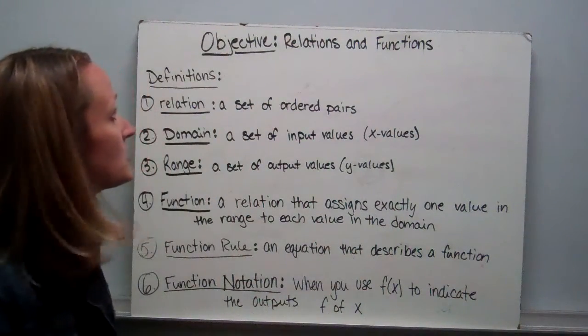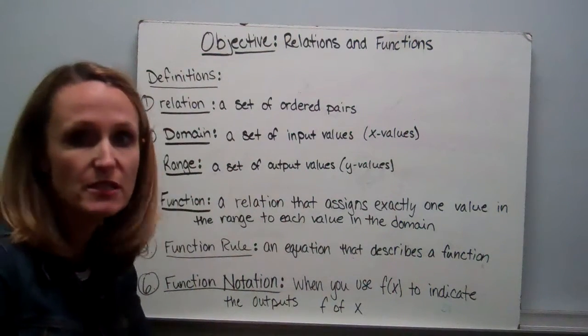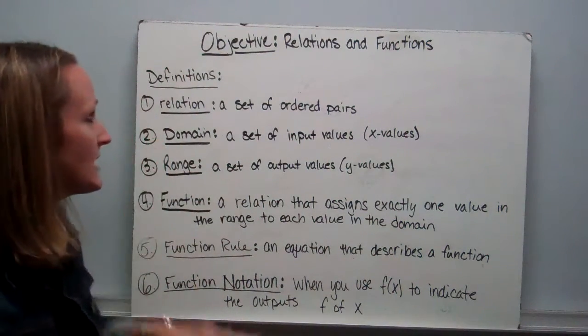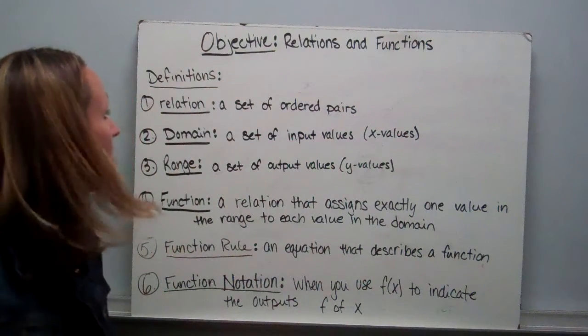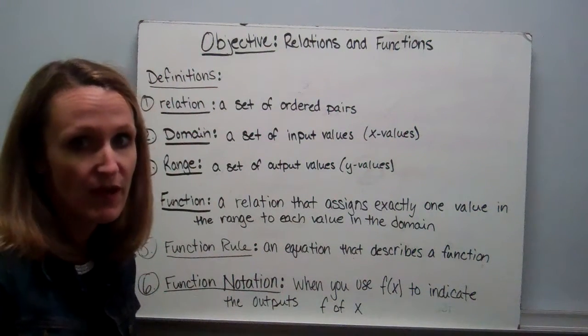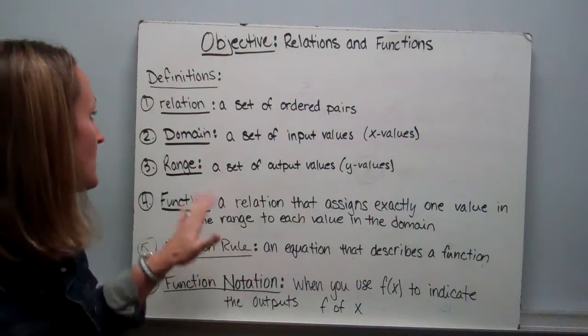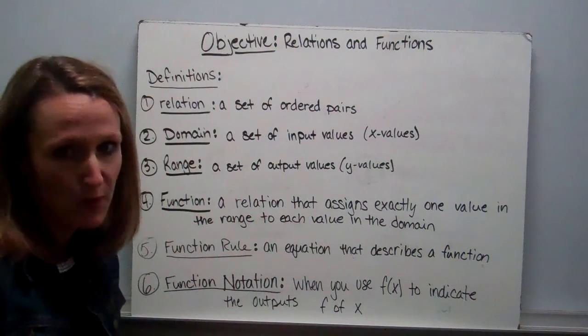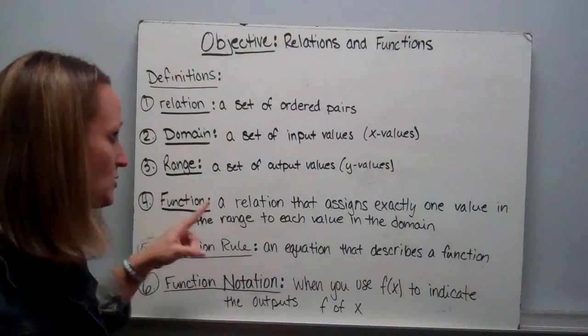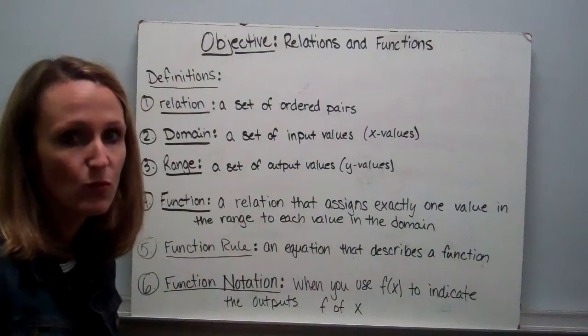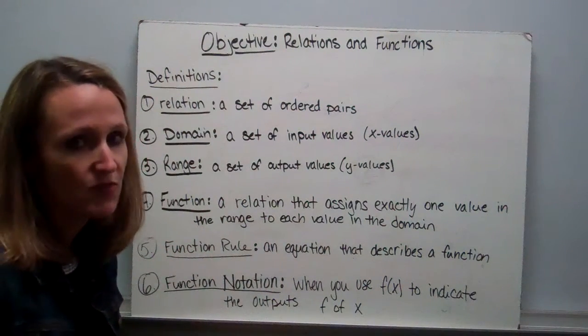Okay, so in this video we're going to talk about relations and functions. So let's start with some definitions. A relation is a set of ordered pairs. A domain is a set of input values, also known as the x values. A range is a set of output values, or y values. A function is a relation that assigns exactly one value in the range to each value in the domain.